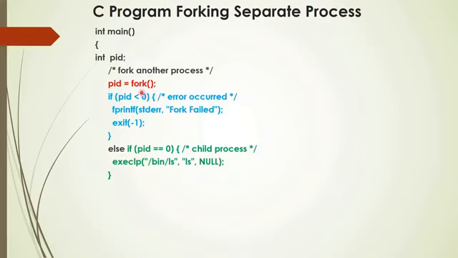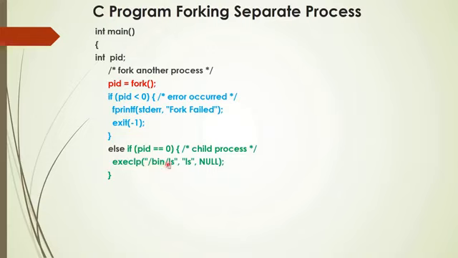Now for the child the PID value is 0, so the child will execute only this part of the code, because the child has a PID value of 0. Now when the child executes, what the child is doing in this example is using the execlp system call, which is a different version of the exec system call which we have seen in the previous slide.